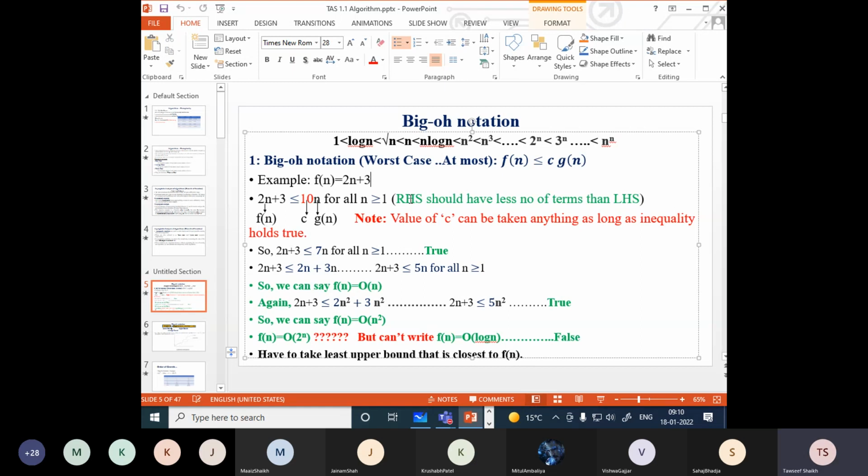Big O of, actually, definition क्या है? f of n is big O of g of n. तो g of n यहाँ पे किसके बराबर है?